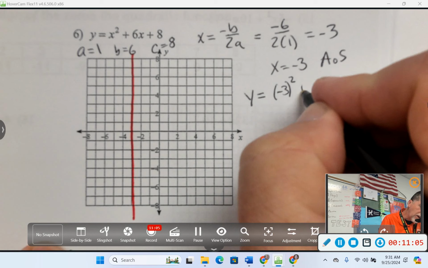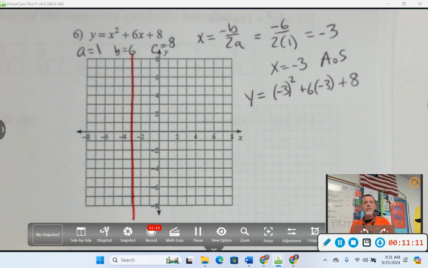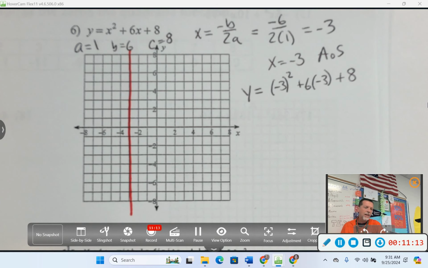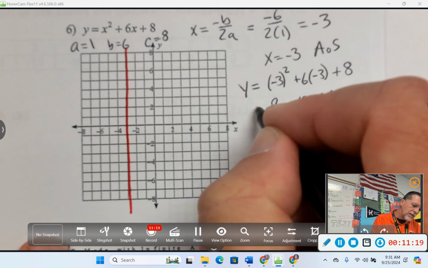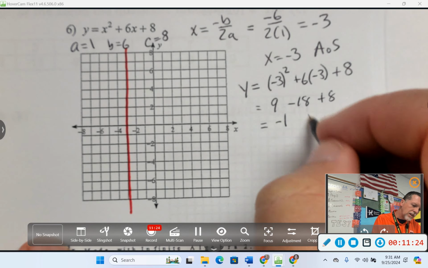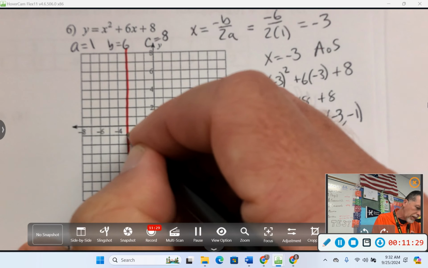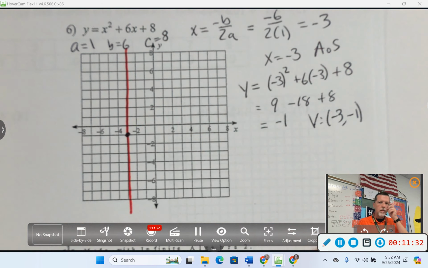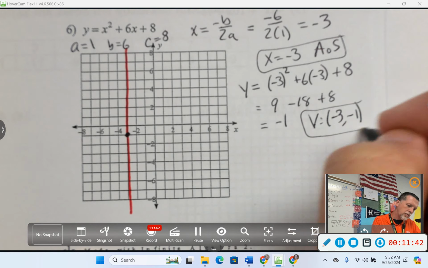Let's plug in negative 3. Oh, look, we get to square negative numbers again and again and again. So that would be 9 minus 18 plus 8. Negative 9 plus 8 is negative 1. So my vertex is negative 3, negative 1. I'm going back to my directions here to make sure I get everything. So I've got vertex, got axis of symmetry.